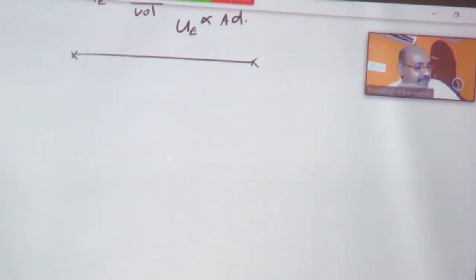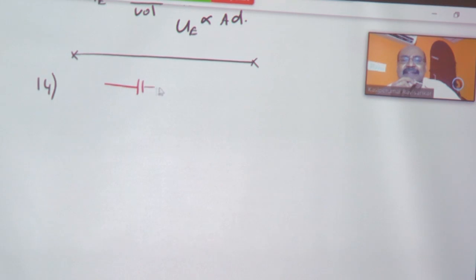The next one is an important problem, question number 14. Three capacitors are connected in the form of a triangle as shown in the figure. The equivalent capacitance between the points A and C is asked. See, three capacitors.